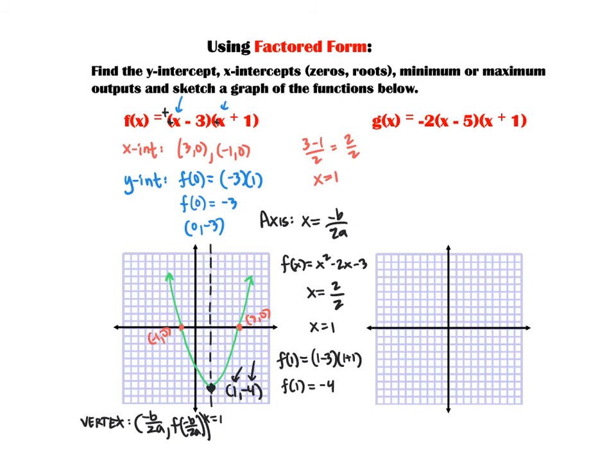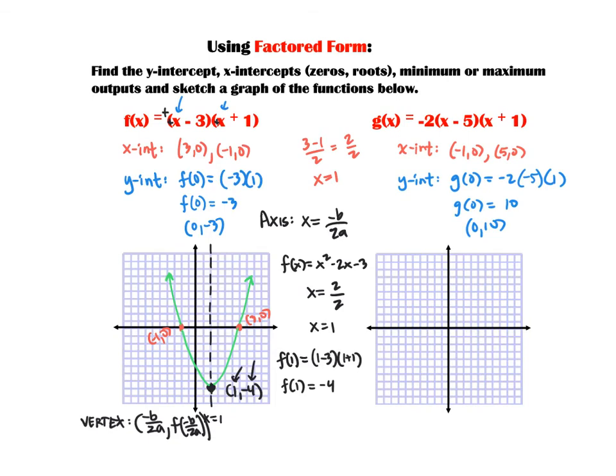Okay, same thing here. Let's breeze through this next one. Oops, x-intercepts. The negative 2 does not do anything to the x-intercepts. I would have x-intercepts of negative 1, 0 and 5, 0. Okay, y-intercept, I'm going to plug in a 0. So g of 0 would equal negative 2 times negative 5 times 1. So g of 0 equals positive 10. So the y-intercept is 0, comma 10.